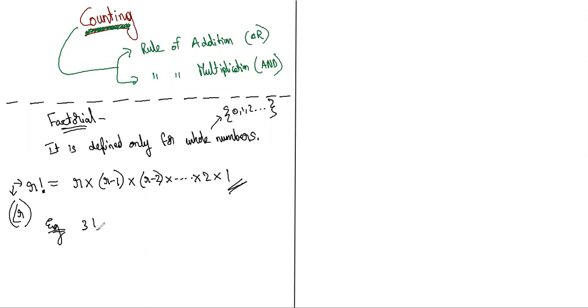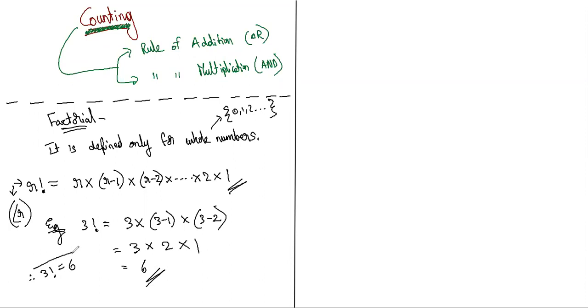Let us say 3 factorial. What is 3 factorial? 3 factorial will be 3 into 3 minus 1 into 3 minus 2. But 3 minus 2 is 1, right? So we have to stop. So this is nothing but 3 into 2 into 1, which will be equal to 6. Therefore, the value of 3 factorial will be 6.